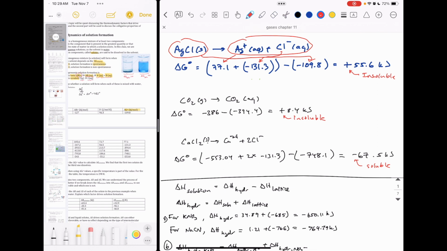And if you get a positive delta G, that tells you the process is non-spontaneous, which would tell us that this particular solute, AgCl, is not going to be soluble in water if we mix it at that given condition.